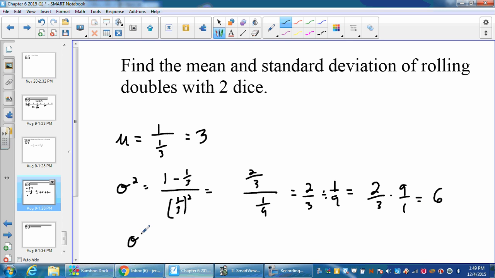So your standard deviation is just going to be the square root of 6, whatever that is. And again, you could do this on your calculator without doing the fractions if you'd like.